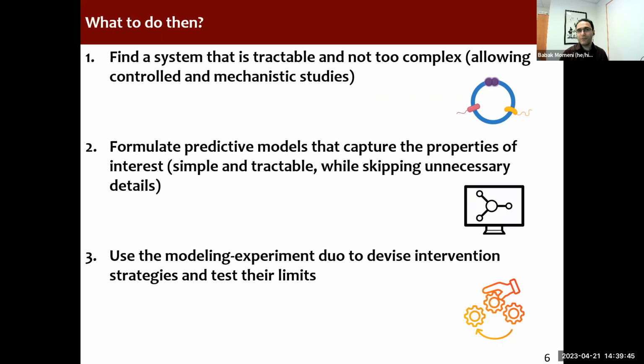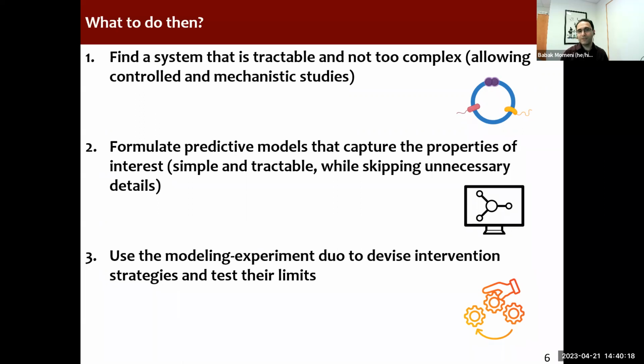The second step would be to have a predictive model that captures the main properties of interest. And the hope is that this model, if it works, will also tell us, at least to some extent, that what we think about the community is actually what is happening within the community. So there aren't important processes that we're skipping. And because we don't want too much unnecessary complexity, the model should be as simple as possible and skip unnecessary details that are not important to our phenomena of interest.